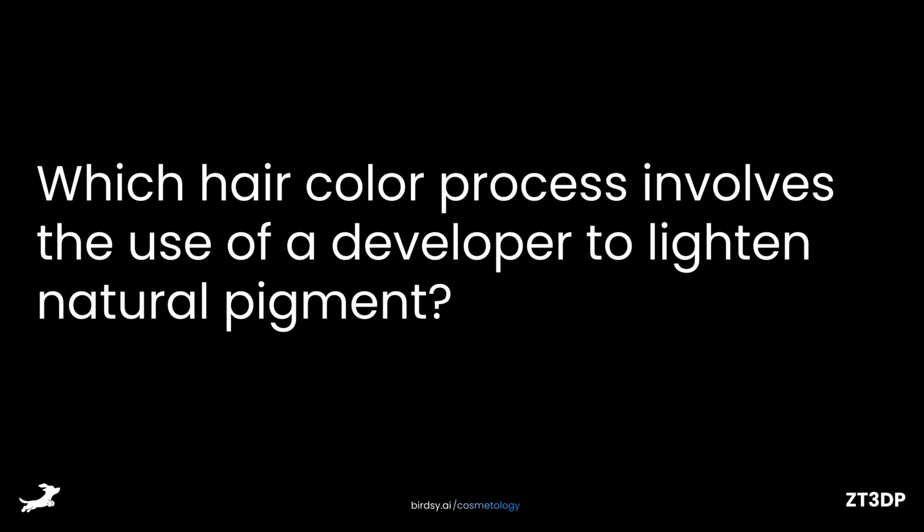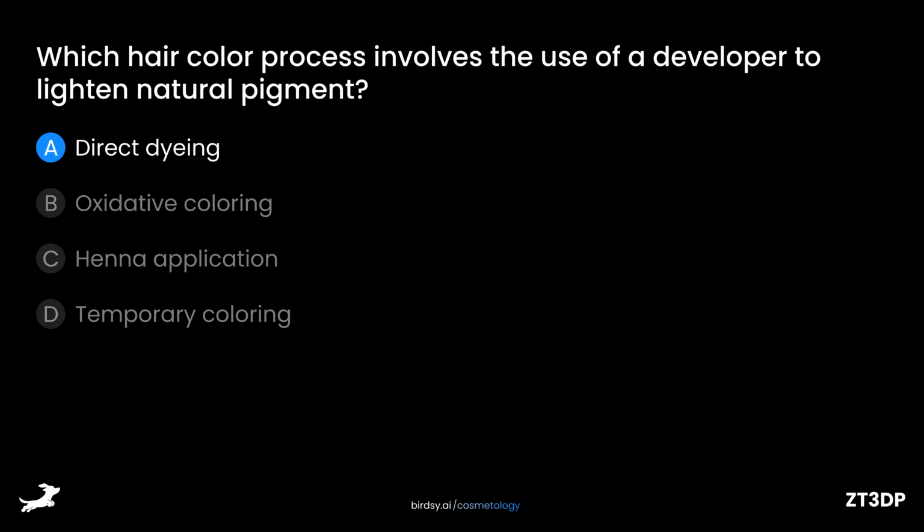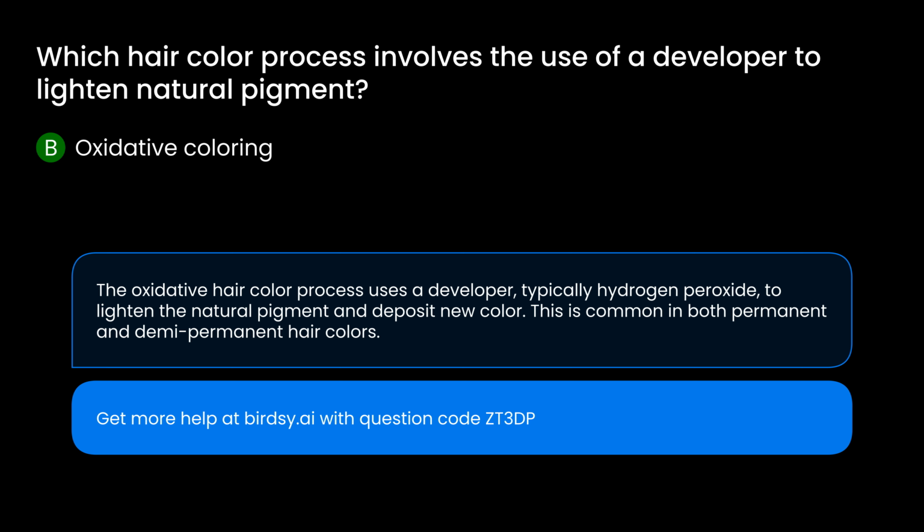Which hair color process involves the use of a developer to lighten natural pigment? Is it A, direct dyeing, B, oxidative coloring, C, henna application, or D, temporary coloring? The answer is B, oxidative coloring. The oxidative hair color process uses a developer, typically hydrogen peroxide, to lighten the natural pigment and deposit new color. This is common in both permanent and demi-permanent hair colors.